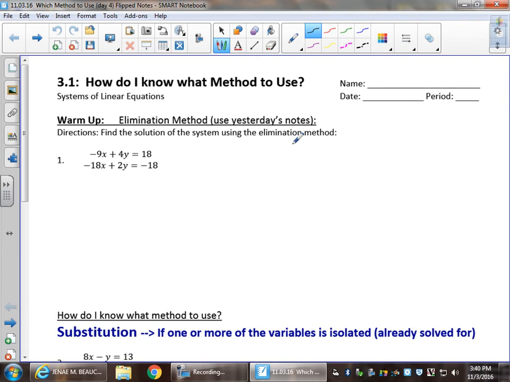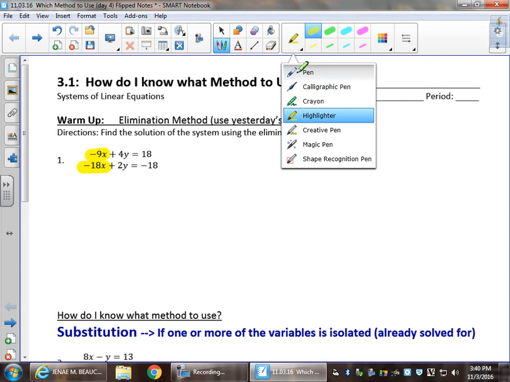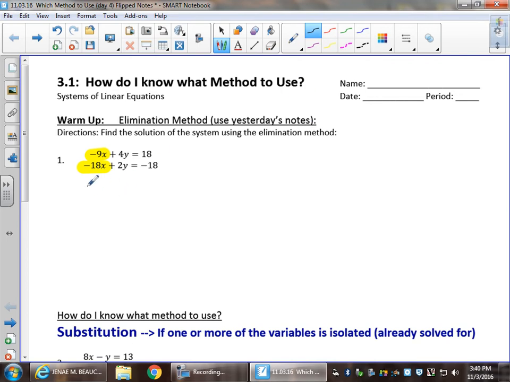I'd like you to take a look at number 1 and make a decision on whether or not you would like x or y to cancel. The first thing I check for is to see that my variables are lined up. And if I check, my x's are lined up and my y's are lined up. The next question I ask myself is, do I have any inverses? -9 and -18? No. 4y and 2y? No. Then I ask myself, well, am I close?